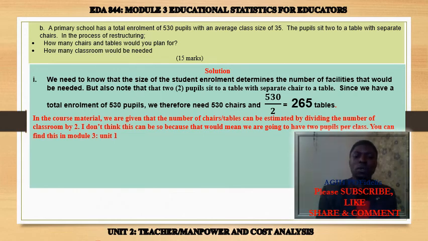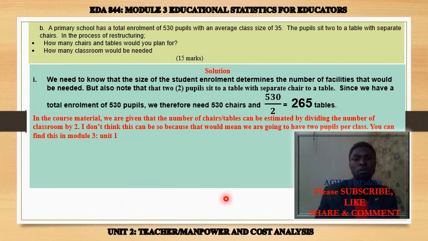And for the tables, they are to sit two to a table. If they are to sit two to a table, then we are going to divide the total number of enrollments by 2, and this will give us 265. So we need 530 chairs and 265 tables. That is what we are to plan for. Then, how many classrooms will be needed?